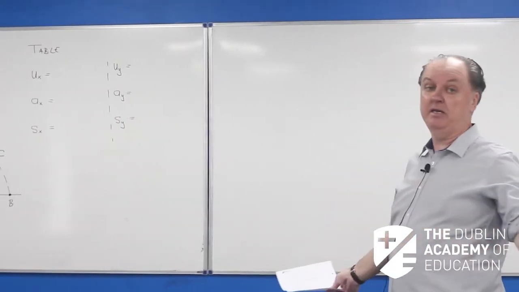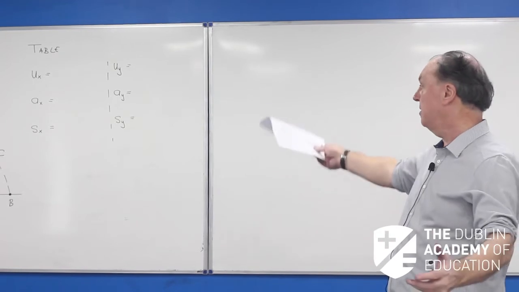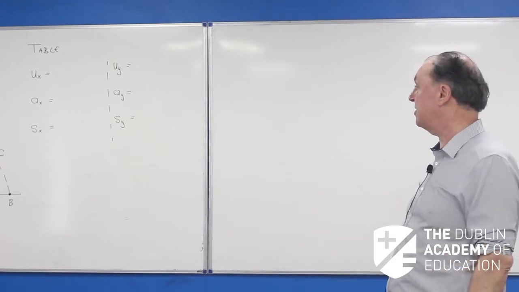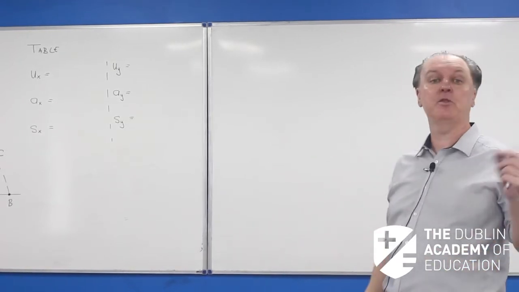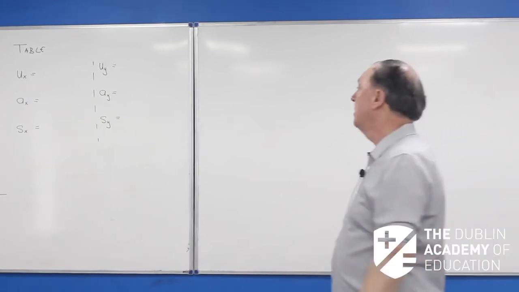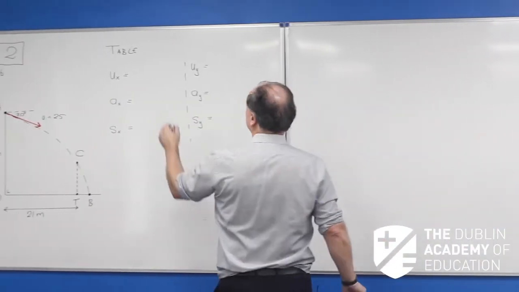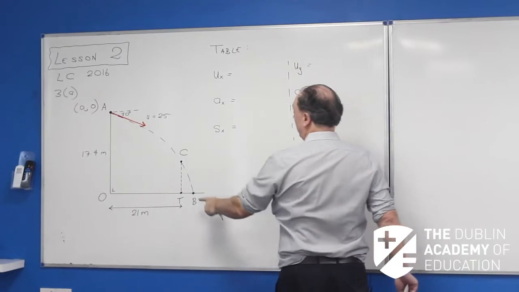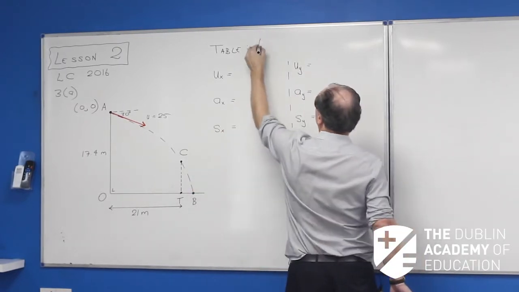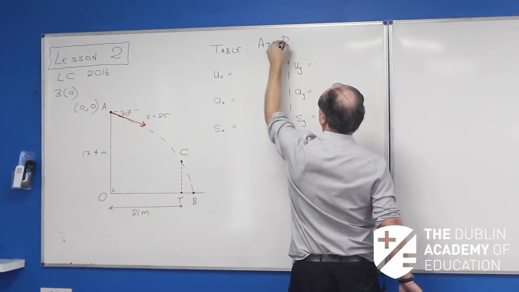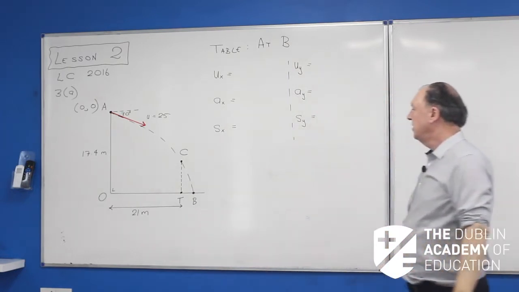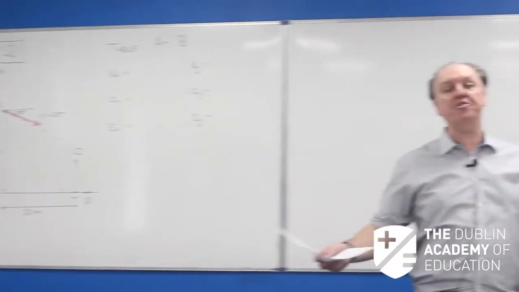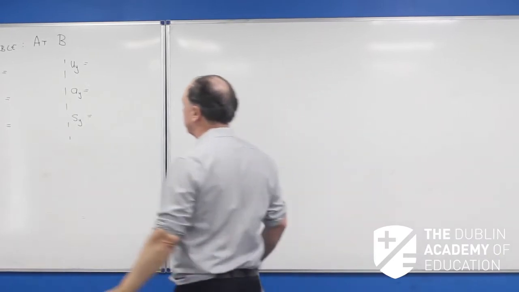So, same technique. Do your table, UX, AX, SX, and do the same on the Y side. Now, the table is for what? The table is for arriving at B. That's important. It's at B. So I'm going to write down what are the coordinates of B.